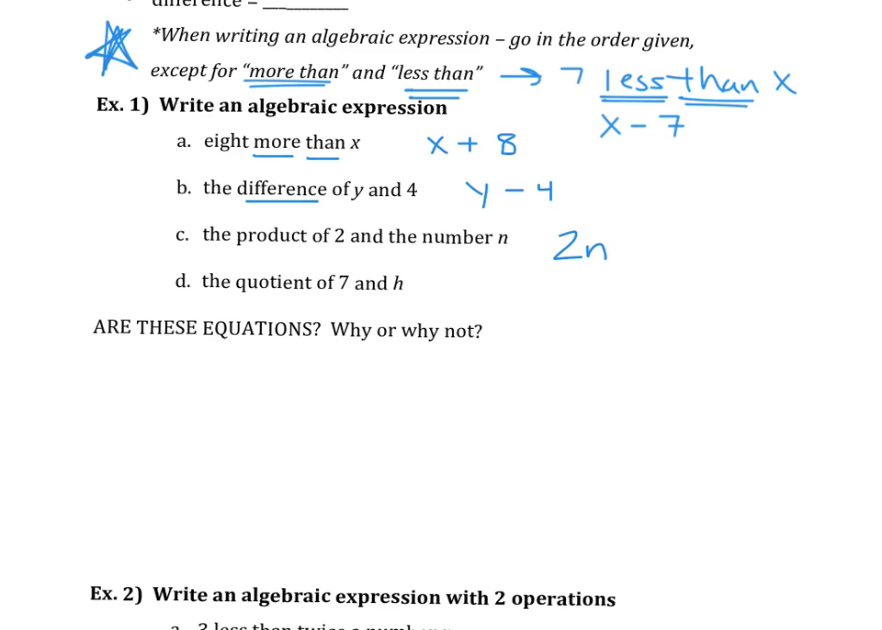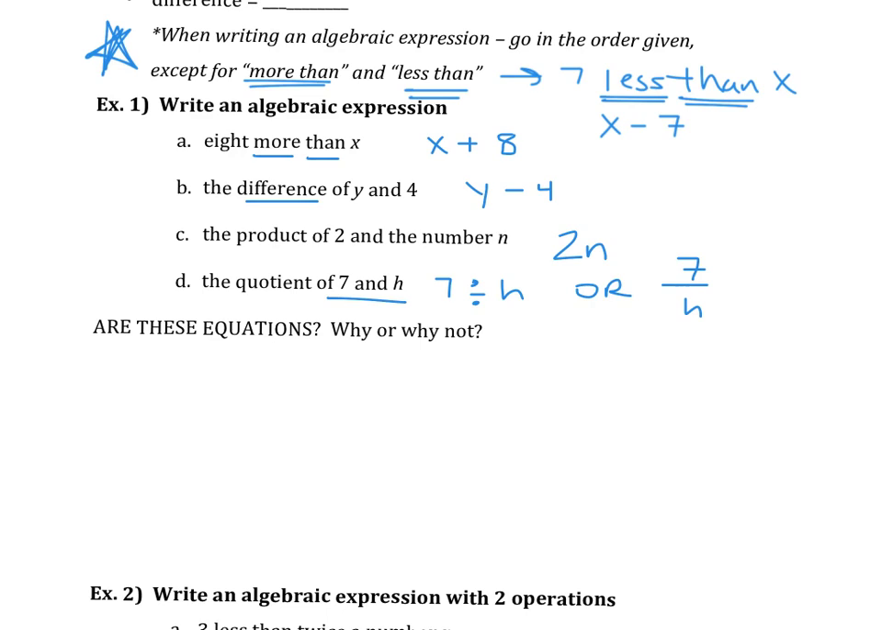And then the quotient of 7 and h, what's quotient? Division. So you have 2 ways you could write this. 7 divided by h, or anyone know the other way you could do it? You can't do h divided by 7. You have to put it in the order that it was given, but you can write it. I think h over 7. Yes, but no, the other way. 7 over h, right? So you want the top one to be your first one, and then h on bottom.